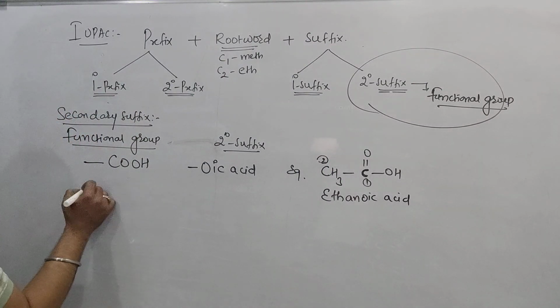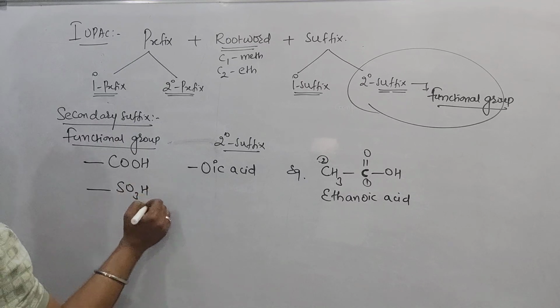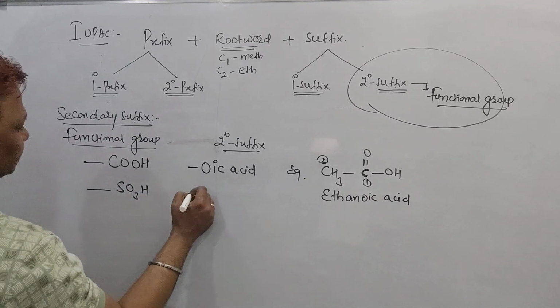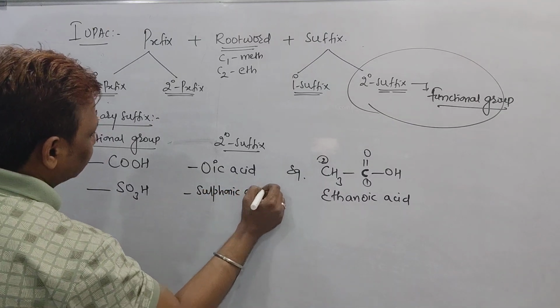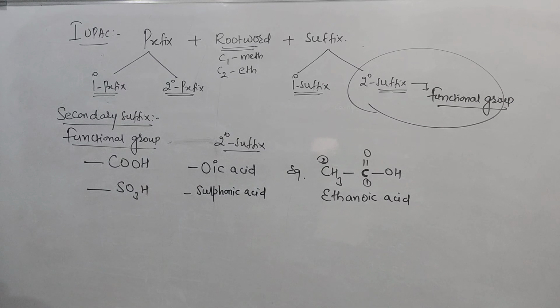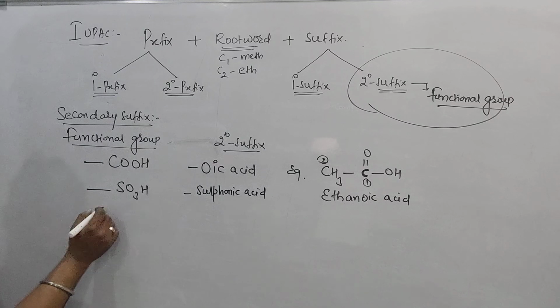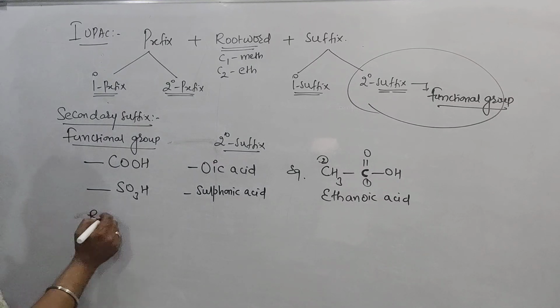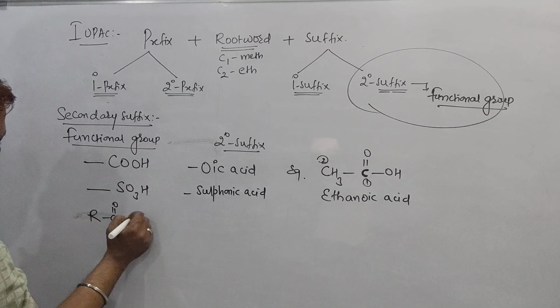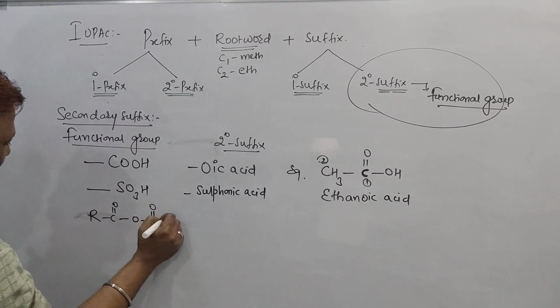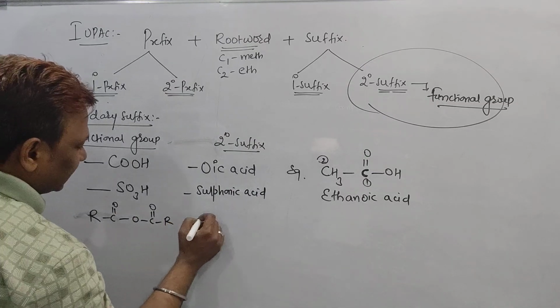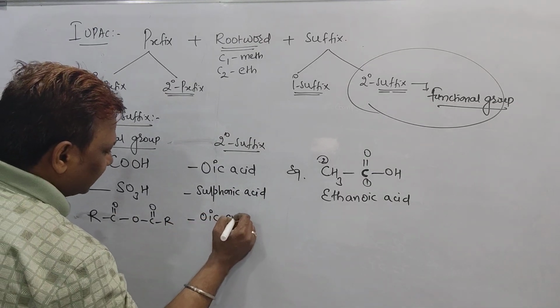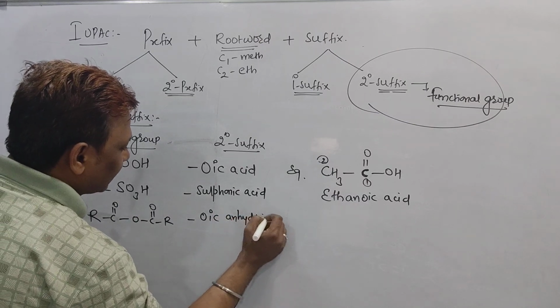Second type of functional group, we can have SO3H as a functional group. The secondary suffix for that one we can use is sulfonic acid. COOH is called oic acid, SO3H is called sulfonic acid. But one more is RC double bond O, then O, then C double bond OR. It will be called an anhydride. If an anhydride is there, you should use the secondary suffix oic anhydride.